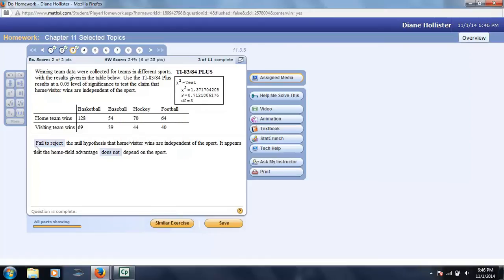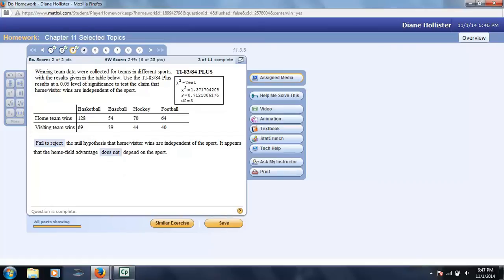Let's check our answer. Why do we fail to reject? Because our p-value is so large in comparison to our significance level. What that means is that the null hypothesis, again, recall, was that the home visitor wins are independent. And so if we fail to reject that, there doesn't appear to be any home field advantage. If we did reject H0, what we would be indicating is that there is a home field advantage depending upon the sport.